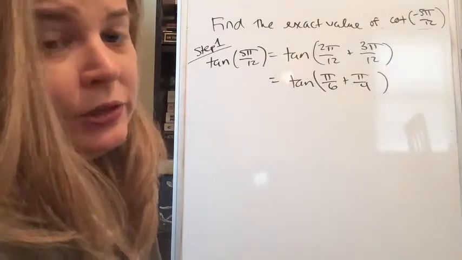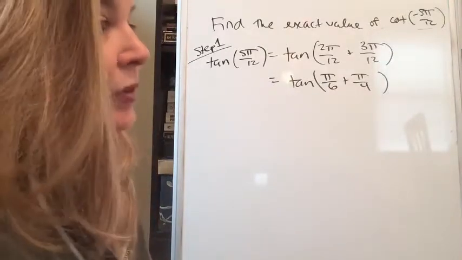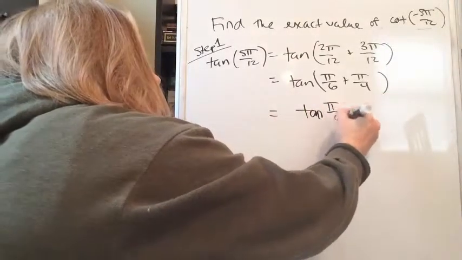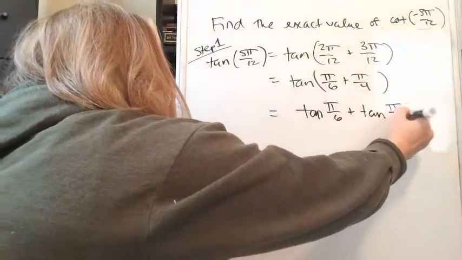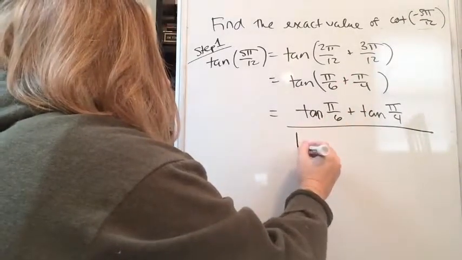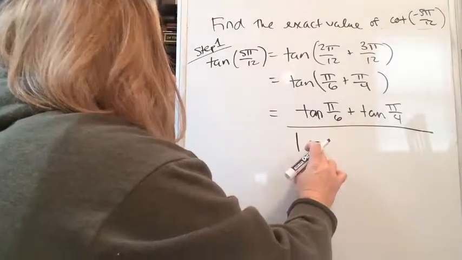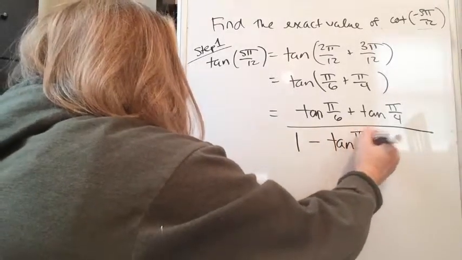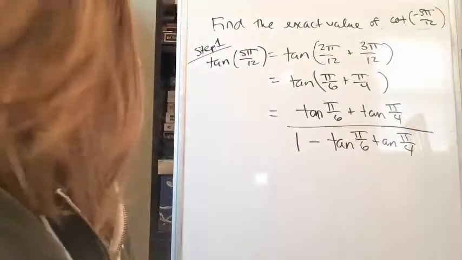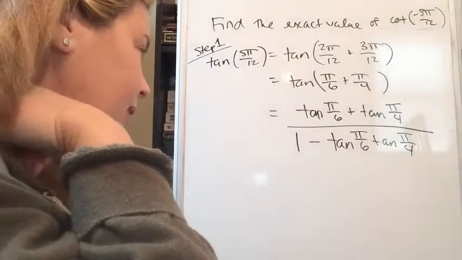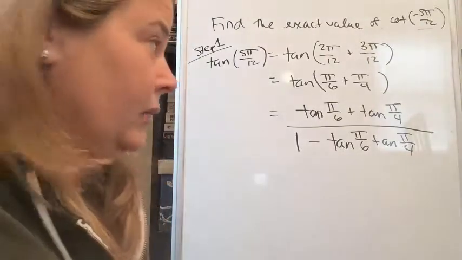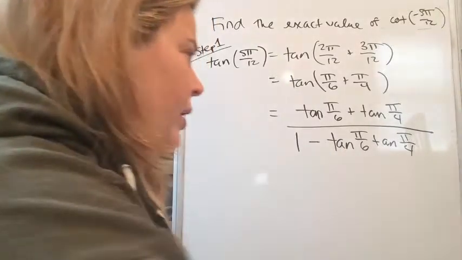Okay, so we're trying to find tangent of pi over 6 plus pi over 4, so we have to remember the formula. What's the formula? In the numerator, you add tangent of each together. Notice if this is a plus, in the numerator it's a plus. And then the denominator, it's 1 minus, opposite sign on the denominator, multiply those two together. Okay, so there's the formula. Now we have to figure out what tangent of 30 degrees is and what tangent of 45 degrees is. Tangent of 45 degrees is easy. We know that's 1.